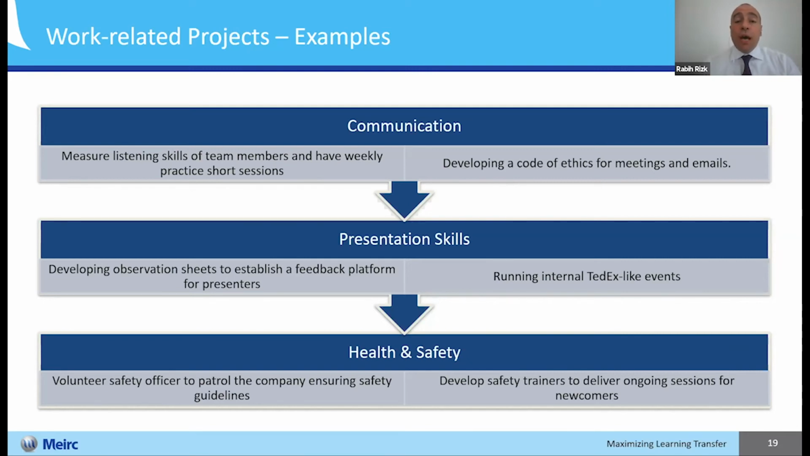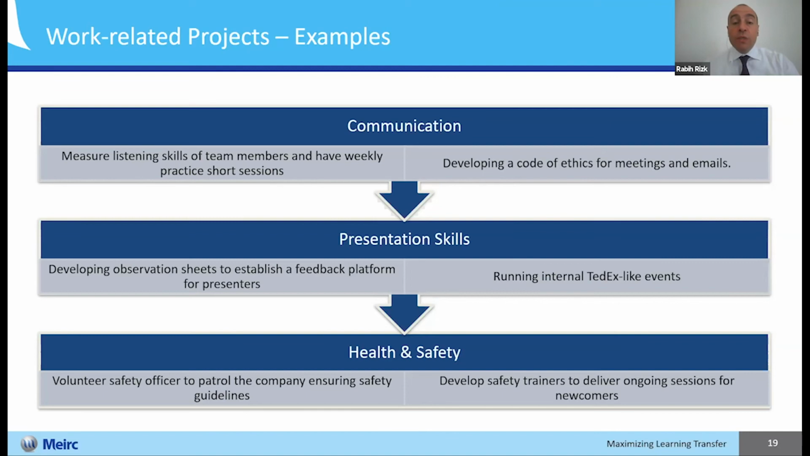If, for example, you're having a training on health and safety, you can ask people to volunteer as short-term safety officers to patrol the company ensuring safety guidelines, or you can develop safety trainers to deliver ongoing sessions for newcomers on the basics of safety. Maybe they will save you some money, they will enjoy that, and they will contribute to the safety of the organization. And if this would also reduce the number of incidents, that would be absolutely marvelous.